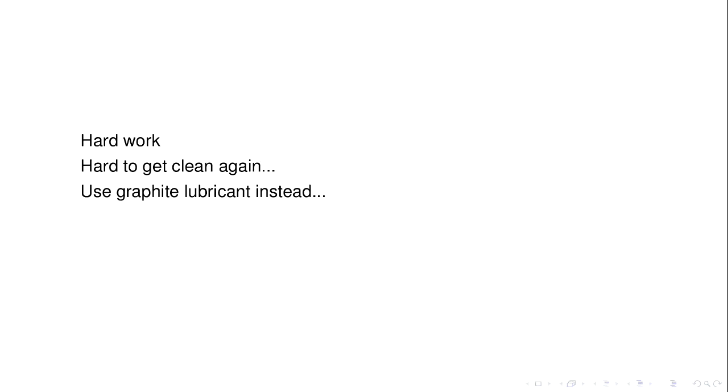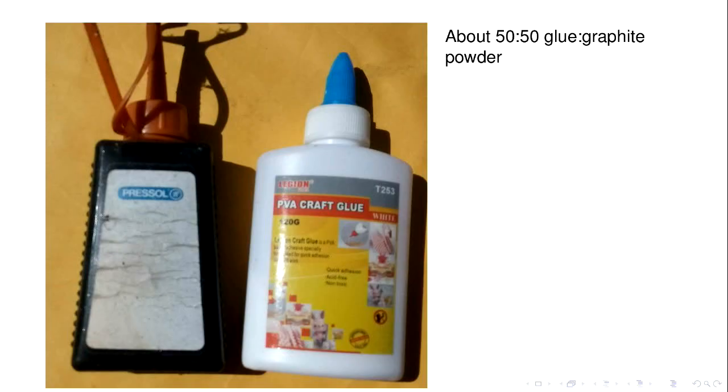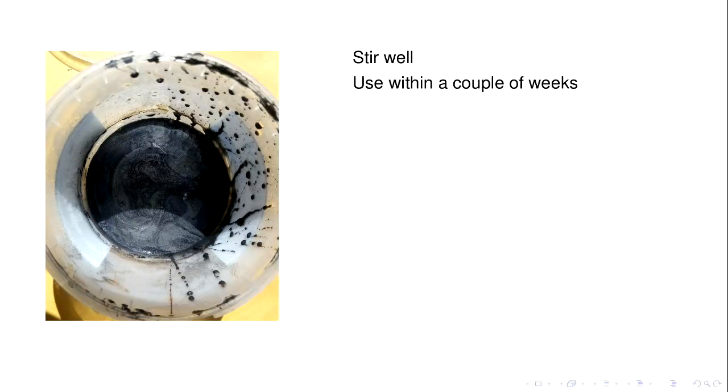So I happen to have some graphite lubricant in the garage for doing hinges and locks around the house. This Pressol stuff. You can buy it in Bunnings or you used to be able to buy it in Kmart, but Kmart's gone downhill. Mix that with your PVA craft glue about half and half. Test it to find out how conductive it is. If it's not conductive enough, add some more graphite. If it's not sticky enough, add some more glue. Stir it all up really well, and then use it within just a couple of weeks.